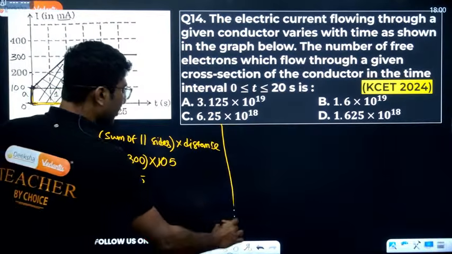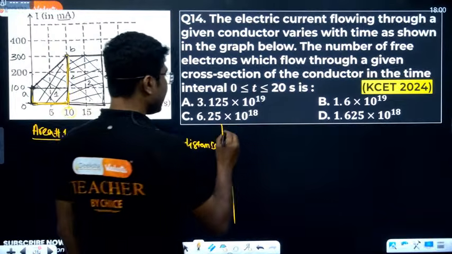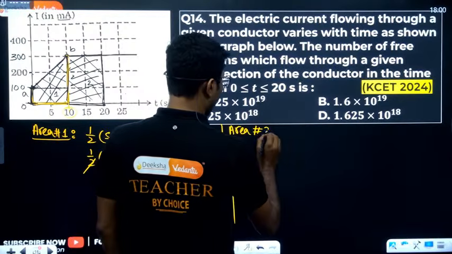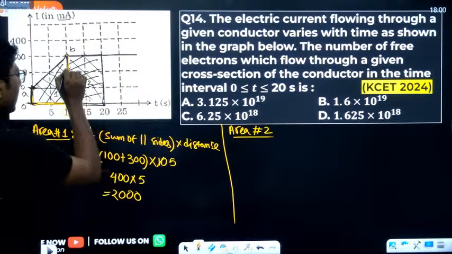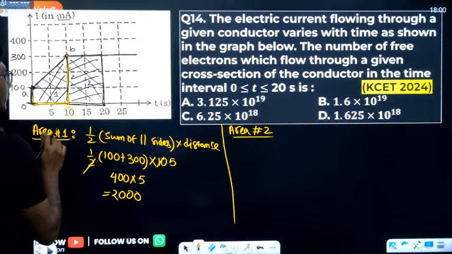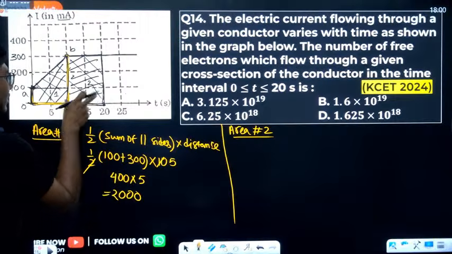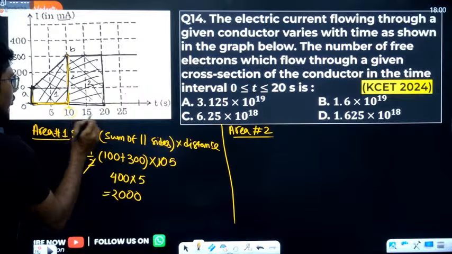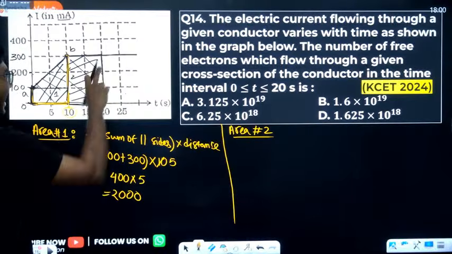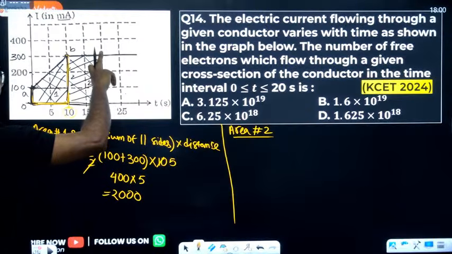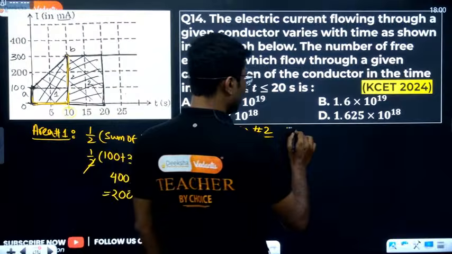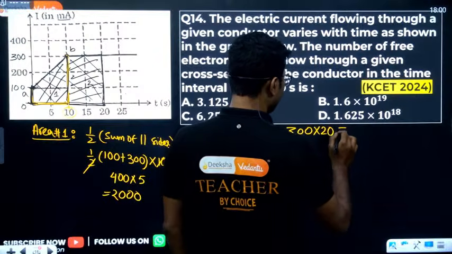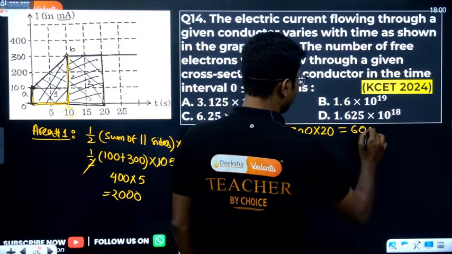Now what about area 2? The second area is easy. Area 2 is this one, which is simply a rectangle. So the area will be 10 into 300. This is the distance, 10 to 20, the distance is 10, and this length is 300. So it will be 300 into 20, that will be 6000.